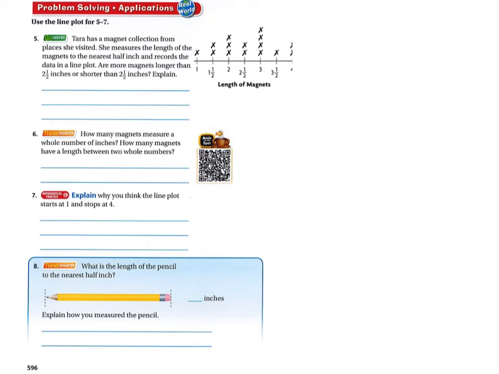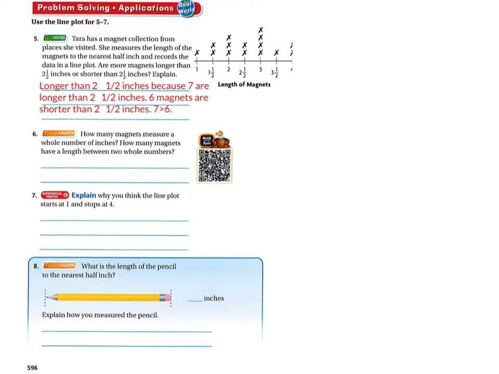Third grade. Today we are taking measurements of length to the nearest 1/2 and 1/4 inch, and we're going to put that data into a line plot. We are completing page 596, starting with number 5.